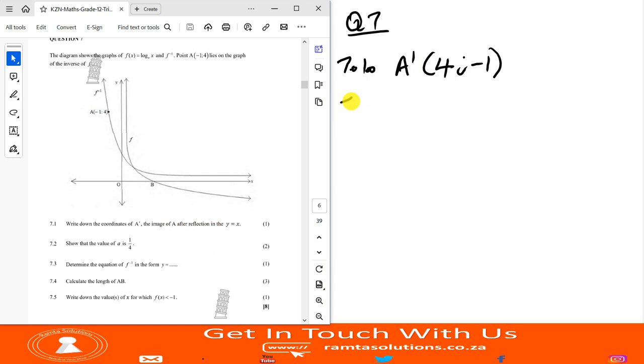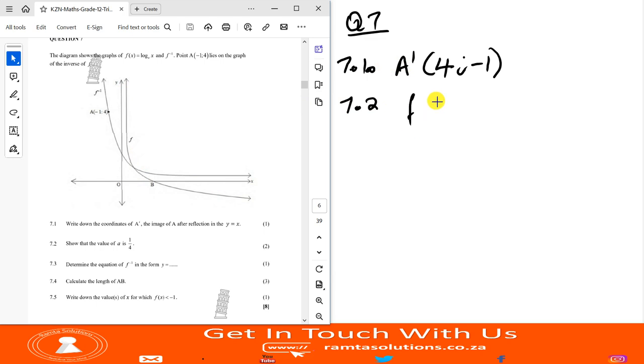All right. 7.2 says show that the value of a is a quarter. So already you have a point on F. You already found it, which is A prime. So basically you don't have to worry much.